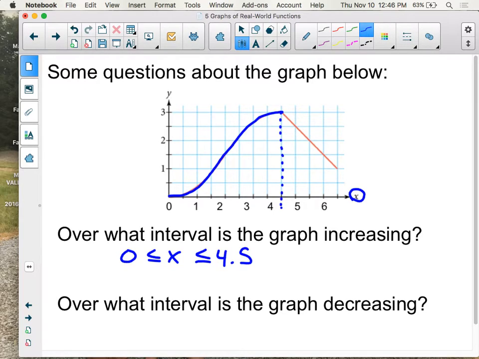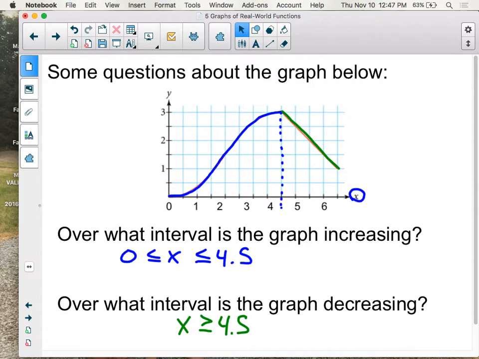And then over what interval is the graph decreasing? Well, we'll do that one in green. Once we hit this spot here, we're going down the hill. So that's going to be greater than 4.5. So as long as x is greater than or equal to 4.5, that's when our interval of decrease is occurring.